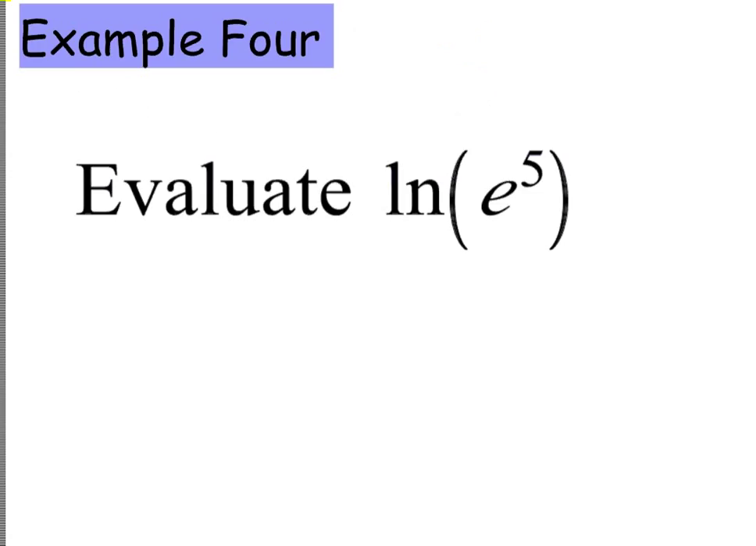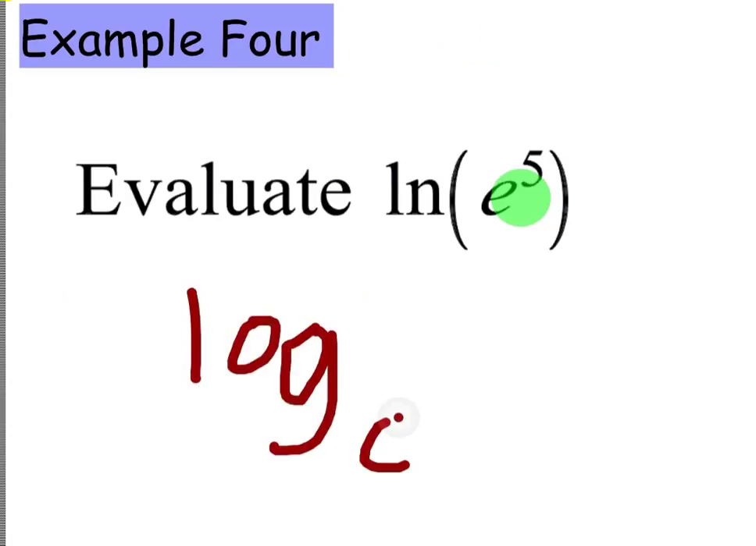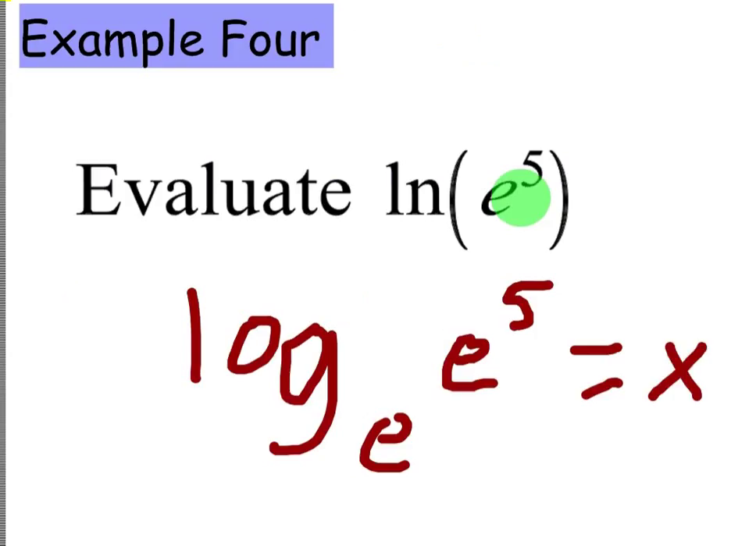This one's easiest though. So we've got ln of e to the fifth. Right off the bat, let me quiz you. What is the base for ln? Good. So you don't have to do this, but you can just rewrite it as log base e of e to the fifth, and that's going to be equal to x, because you're solving for the exponent.